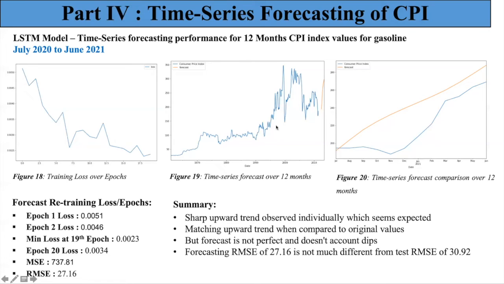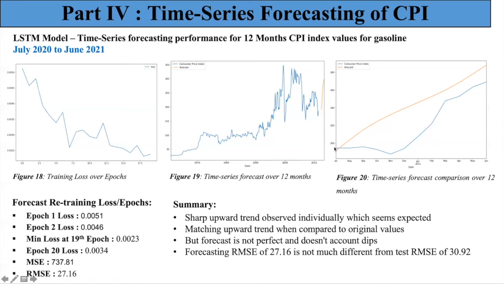And based on that, I have forecasted 12 months of CPI values of gasoline. And individually, if you plot it as an extension to the previous data, it just shows a sharp increase, an upward trend, which was not there, right? We had some jiggling values there. If you plot just the 12 months of original values and 12 months of forecast data, yeah, it shows the upward trend. But there is a bigger gap here.